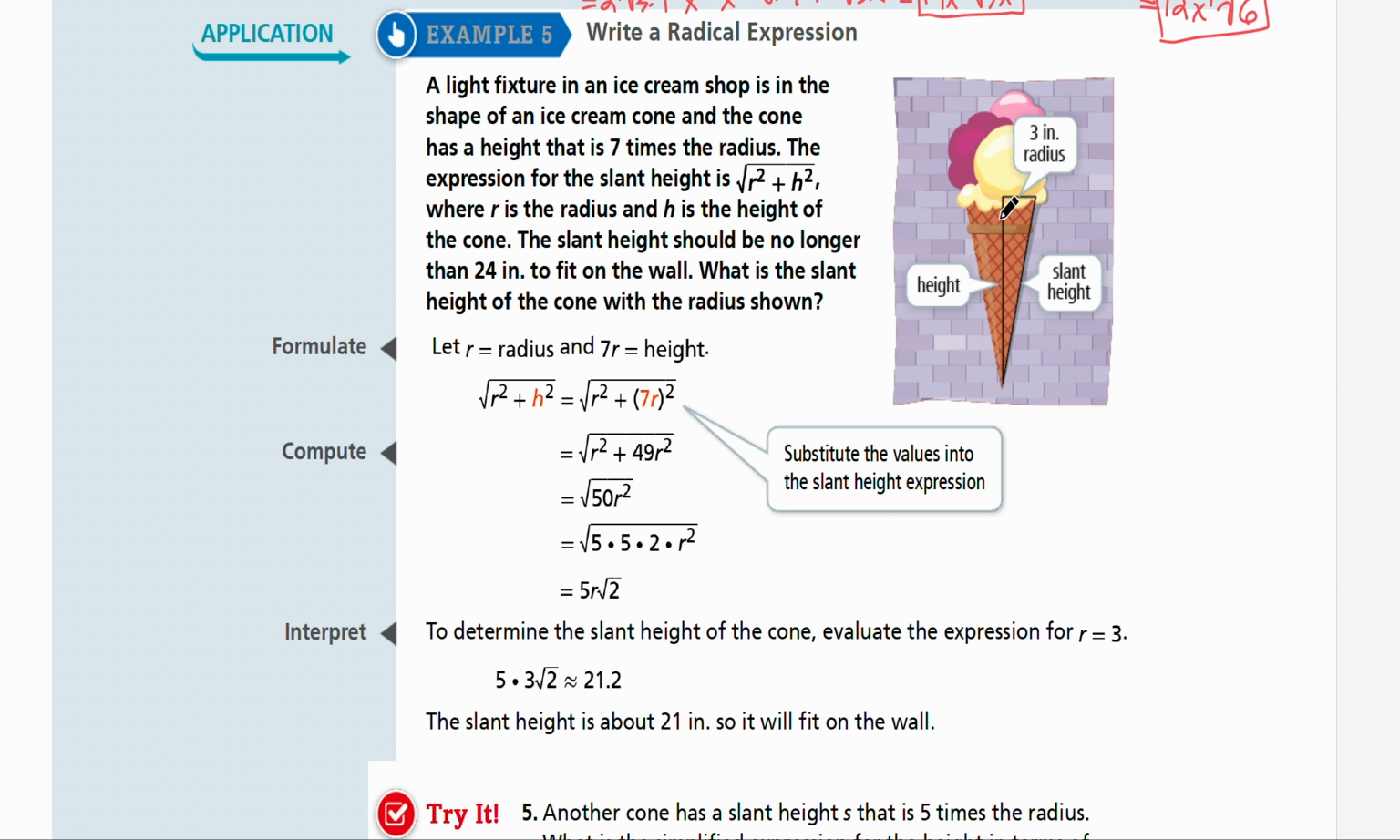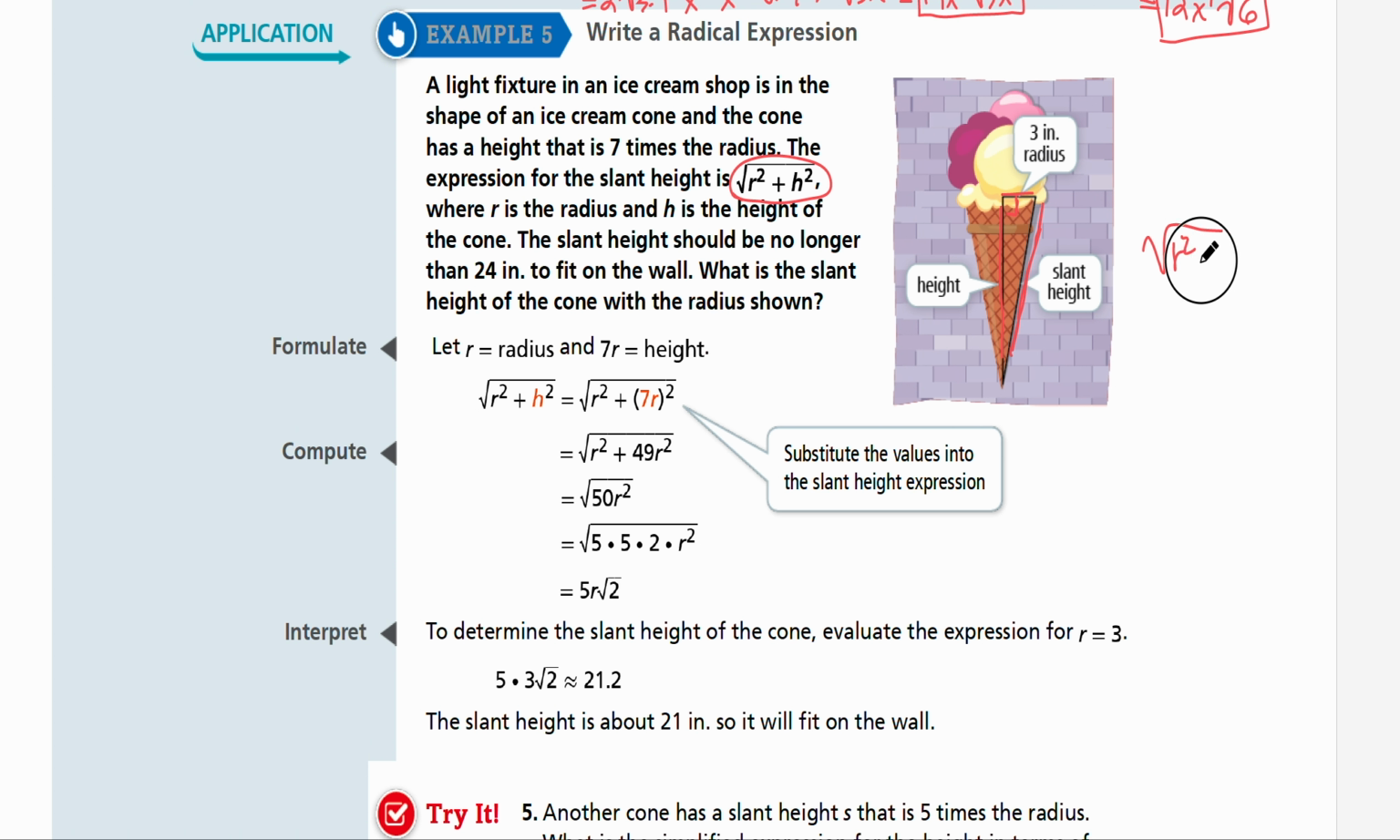So we have a height over here, the vertical height itself, that's vertical to the ground. Slant height is this height that's slanted. And then we have a radius that's 3 inches. So we have a triangle here, right? And this is a right angle because the height is vertical to the ground, and the radius would be horizontal to the ground. So then we know that we can use the Pythagorean theorem, where the square of the slant height would be equal to r squared plus h squared. That means the slant height would equal root r squared plus h squared, which is given. Okay, and we know it should be no longer than 24 inches to fit on the wall.